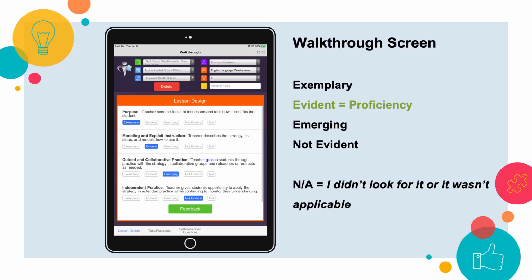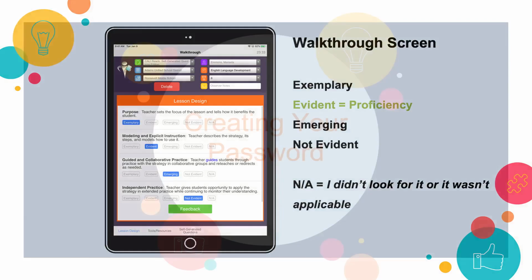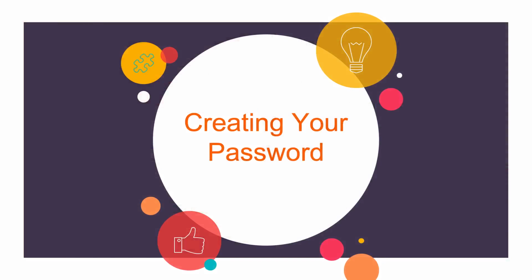Within the grant, evident is our target or proficiency. We encourage you to speak with your CALI Reads coaches and have conversations around calibrating or norming on what these look-fors appear like during lessons. Note, NA is also an option. This would be used if you weren't looking for a specific look-for, or it wasn't applicable to your lesson today. We'll talk a little bit more about that in a moment. First, let's get started with creating your account password.